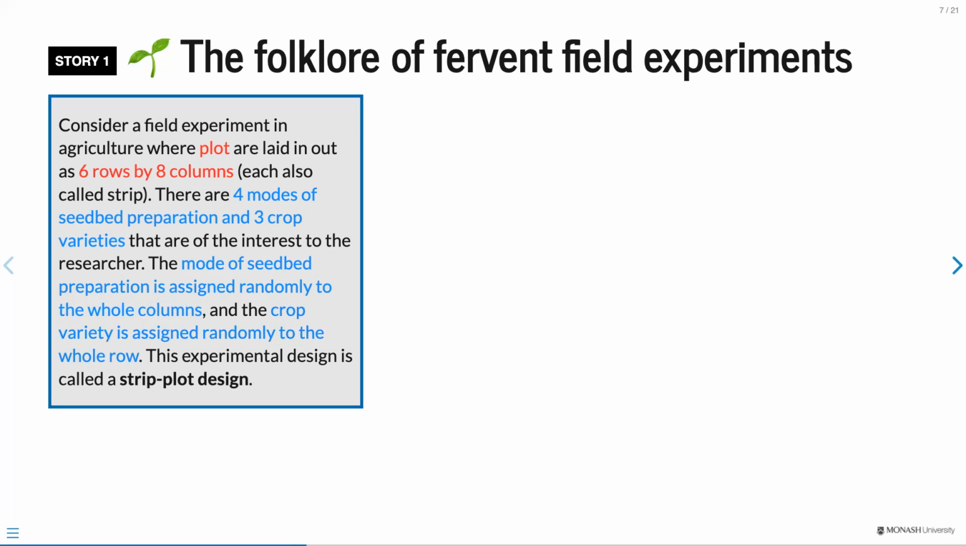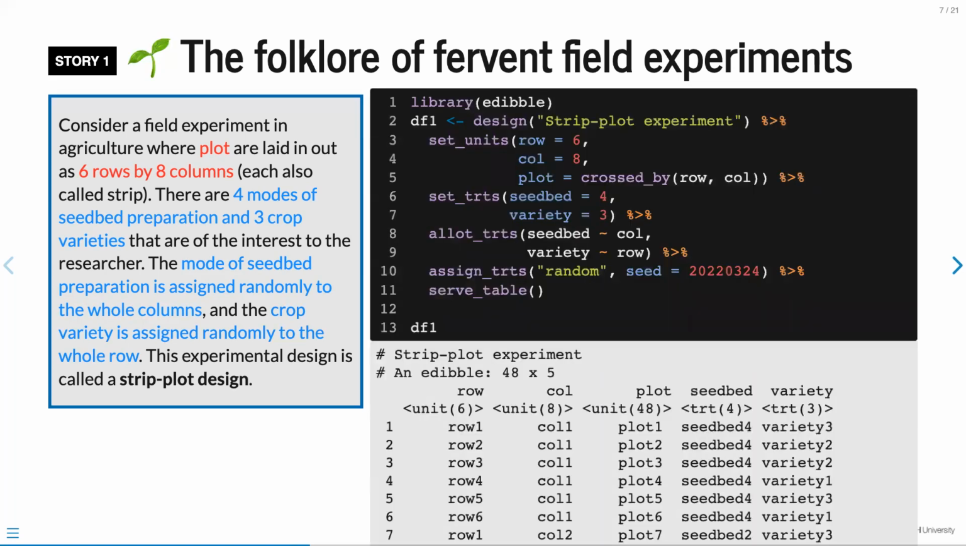Okay, so the design to specify this using the editable system is given by the code here. And let me go step by step. First, load the library editable. I'm going to initiate the design, and then what you give here is just the name of the experiment. So I'm just going to call it strip plot experiment. The units. So I've got 6 rows. I've got 8 columns. And then the plot is actually like a cross of the row and column. So the row and column index a particular plot itself.